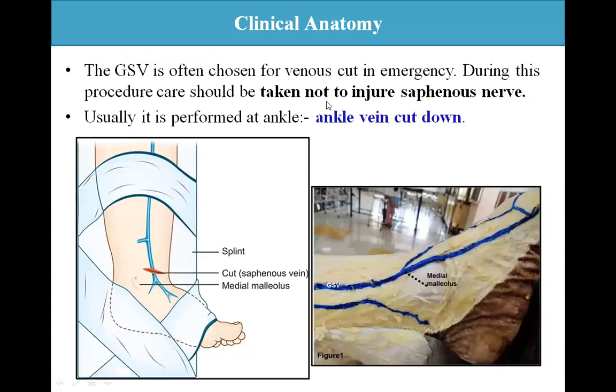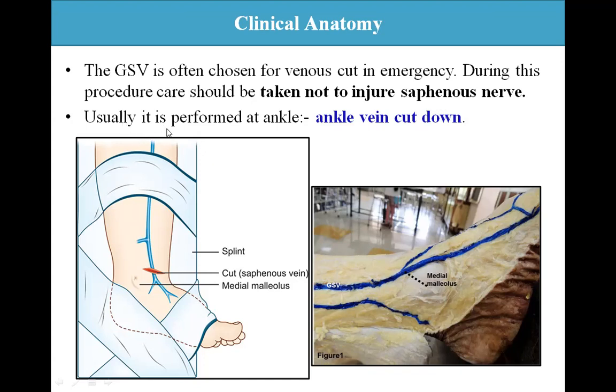Coming to the clinical anatomy of the lower limb, venous system of the lower limb. The great saphenous vein is often chosen for the venous cut down in the emergency. During this procedure, care should be taken not to injure the saphenous nerve. We know that the saphenous nerve runs along with the great saphenous vein. So care should be taken not to injure the saphenous nerve.